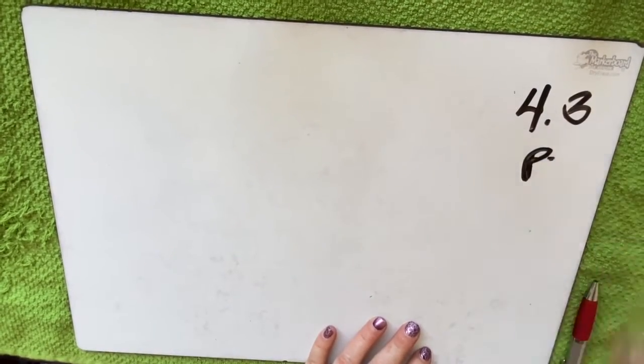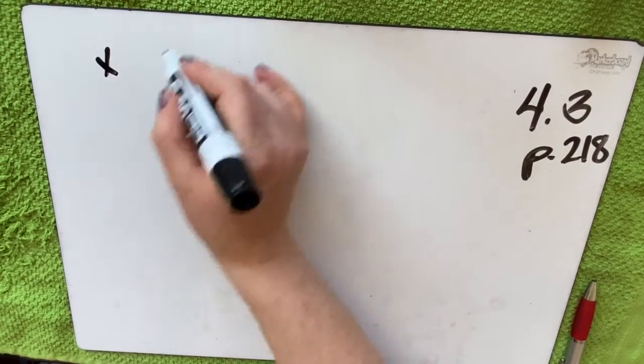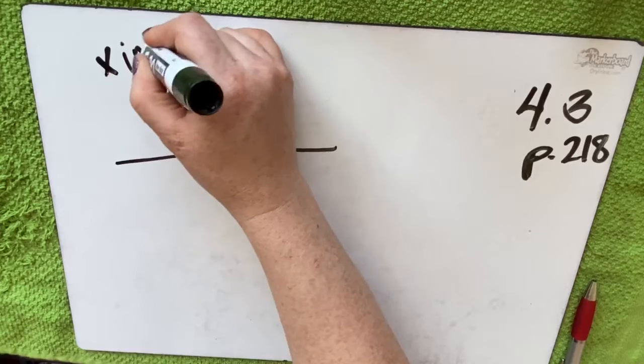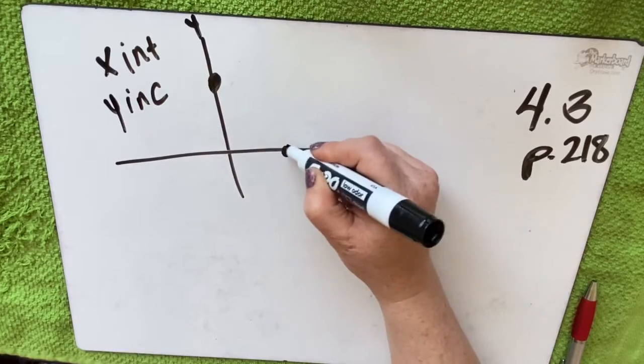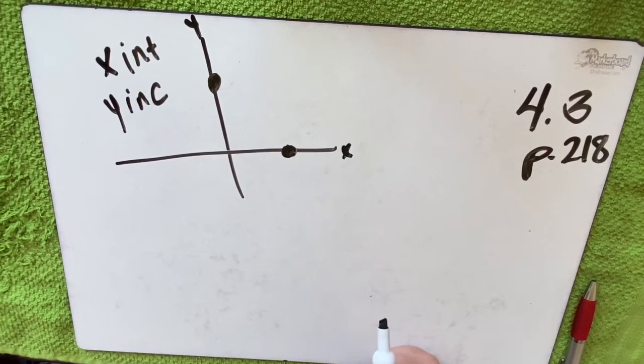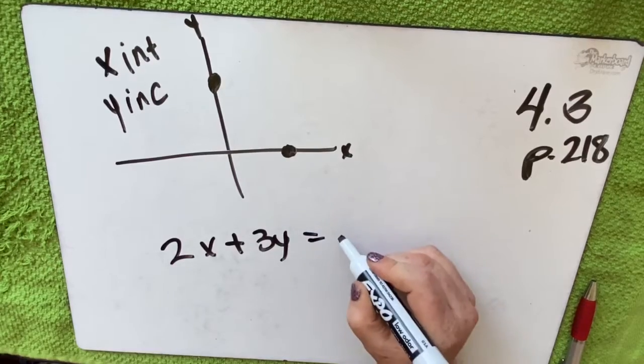4.3, page 218. That's where we're at. So you're finding x and y intercepts. So we have x-intercept and y-intercept. Y is where it crosses on the y, and x is where it crosses on the x. Got it? Okay, to find the x-intercept, they have 2x plus 3y equals 6.